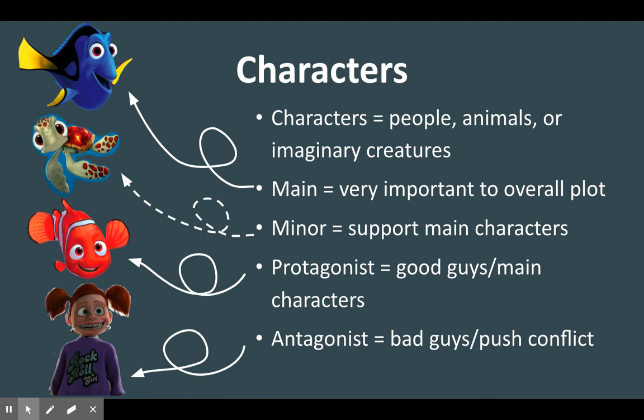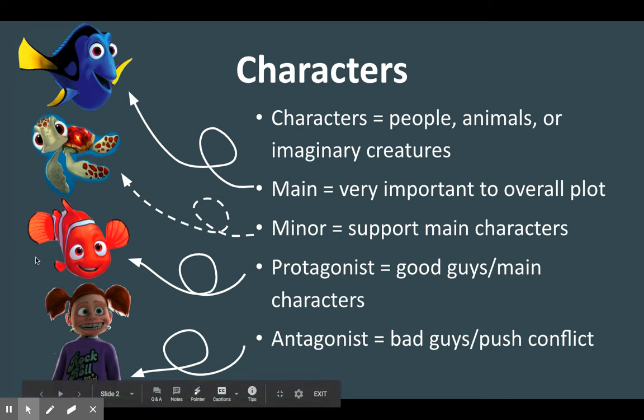Then you have more minor characters. They support the main characters. They help them along their journey, but they're not pivotal rather to the plot. So an example in Finding Nemo would be Squirt the turtle. Then you have the protagonist. These are the good guys or the main characters. Again, this is Finding Nemo, so of course we had to have Nemo, the namesake of the film. And then lastly, we have the antagonist, the bad guys, the catalyst that pushes the conflict forward.